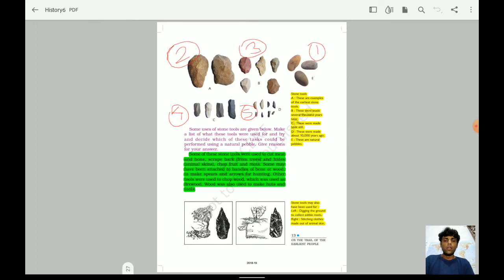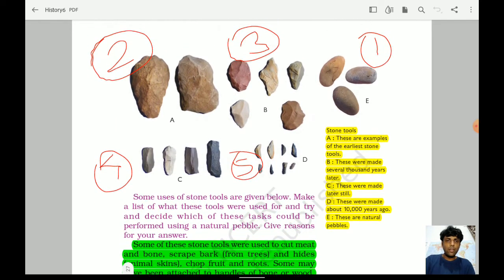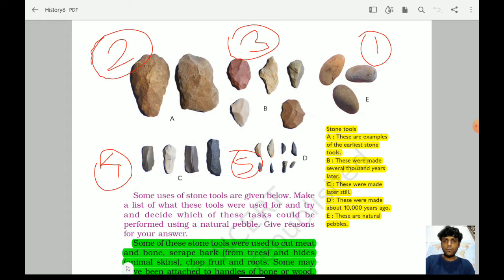Okay, so in this image, in the yellow part which I have marked, you will see A, B, C, D, E. So let us start from the last, which is E. I have marked it as 1. These are the natural pebbles which could be available near the bank of a river or any lake. These are round shaped pebbles and naturally occur in the environment.